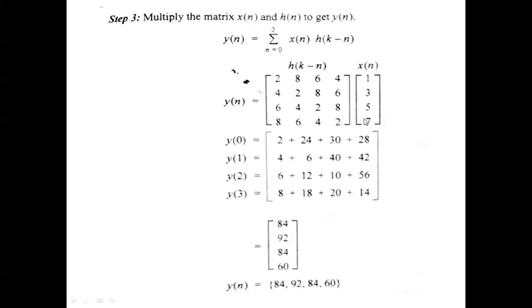So x of n is a value, and you have to multiply it. 1 is multiplied with this, 3 is multiplied here, 5 is multiplied with the 6, and 7 is multiplied with the 28. Similarly, 1 multiplied with 4, 3 multiplied with 2, 5 multiplied with 8, and 7 multiplied with 6. Just add it and you get the final value, y of n. And this is the matrix method.